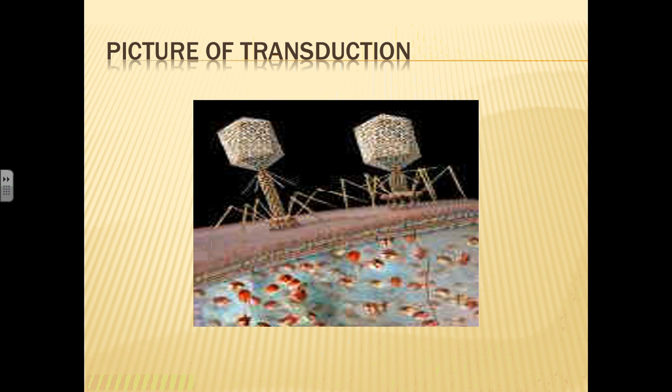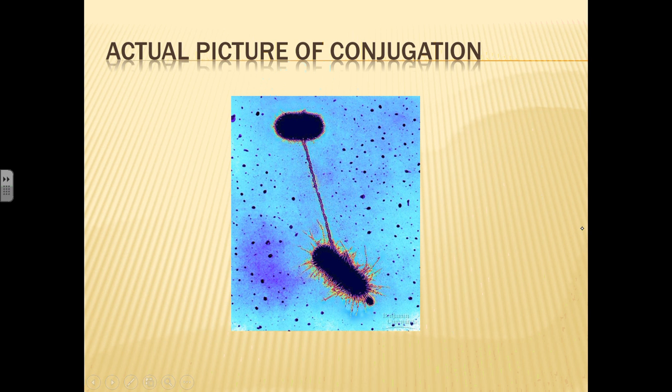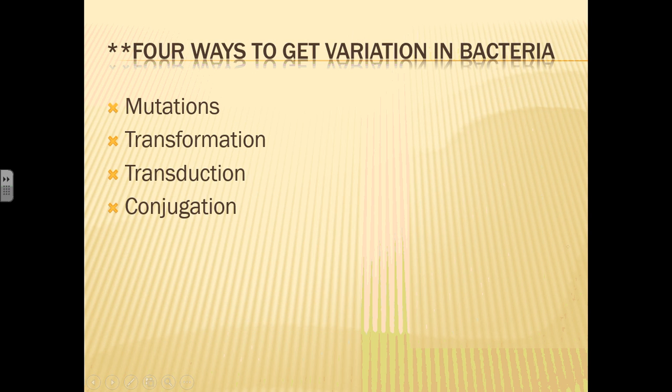This is a picture of transduction, so there's some genetic material in here that would pass on, and then maybe pick some up and then pass that on to the next cell. And then this is a conjugation tube here. They pass genetic material down that.